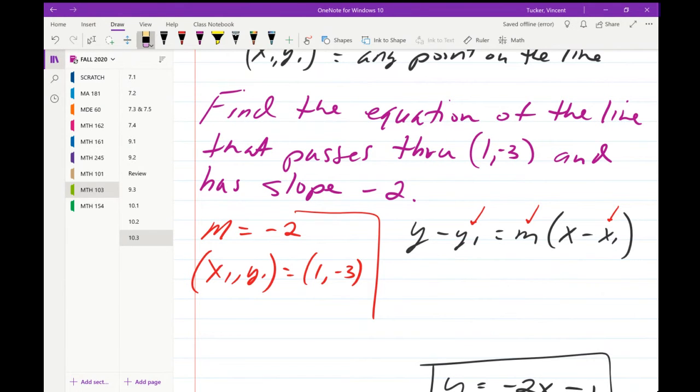All right, so your slope is -2, so that'll be our m, and 1, -3 is x1, y1. So when we go to our formula of y minus y1 equal to m times x minus x1, we are plugging in for those three variables, y1, m, and x1. So that's y minus -3 equal to -2 times x minus 1.